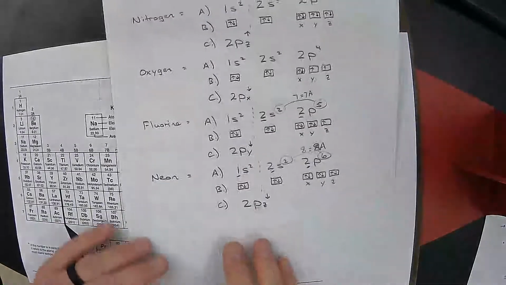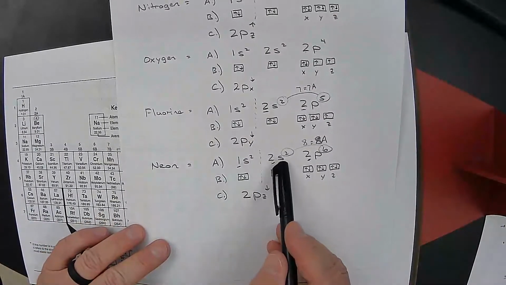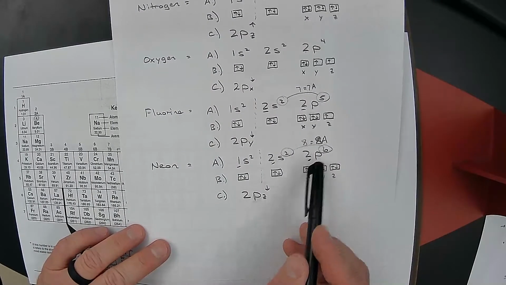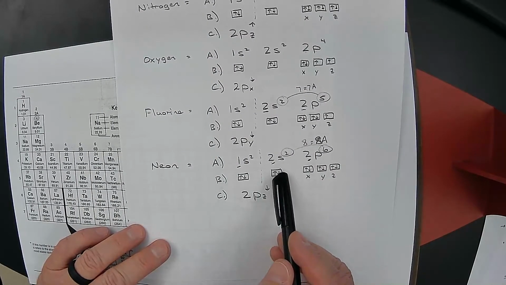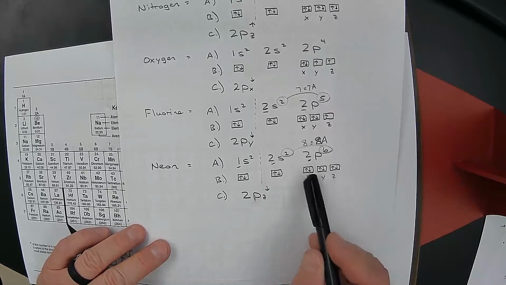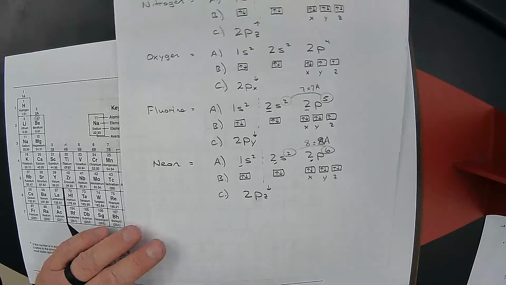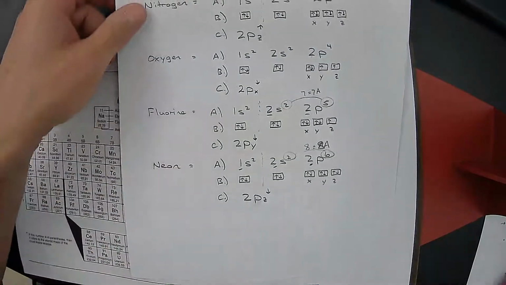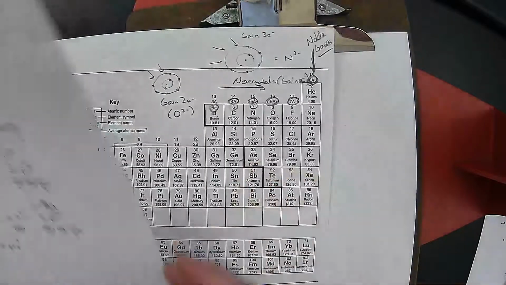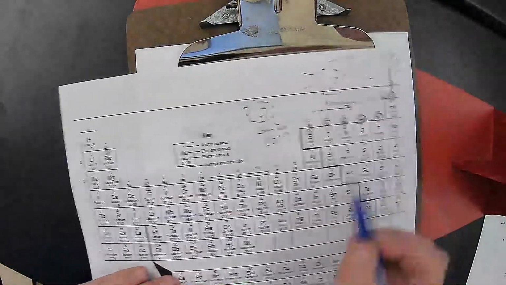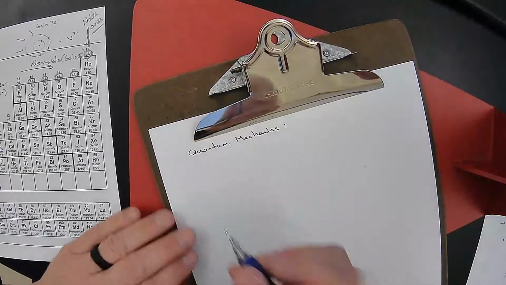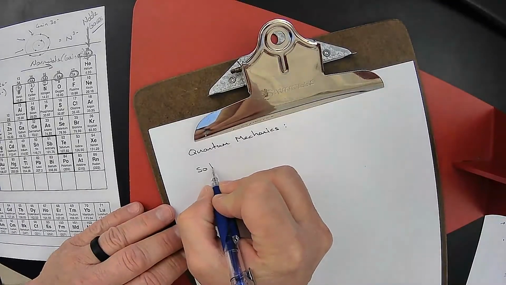Neon, we found, was 1s2, 2s2, 2p6. Each s orbital has 1, and the p's have 3, the x, the y, and the z, the last electron being the 2pz. So the next element that we would be looking at is sodium. Sodium is number 11 on the periodic table.